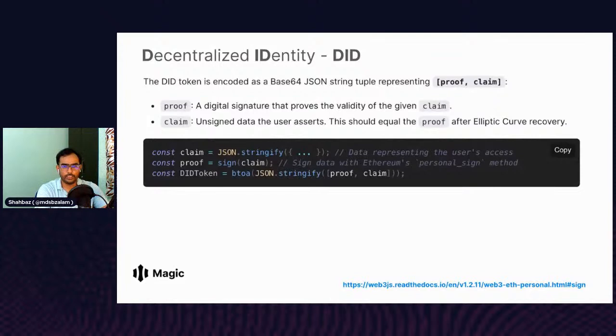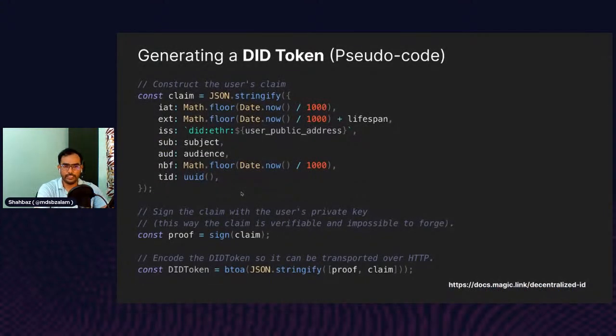So this is what a typical DID would look like. This is where the claims consist of the user's data, and proof is this signed claim. The sign here is the Ethereum's personal sign method used to sign the claims, and then we convert the proof and claim into base64 JSON string tuple. And that's how we get a DID token.